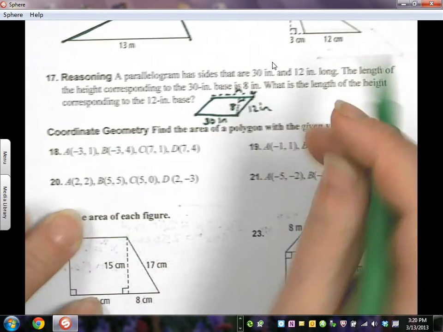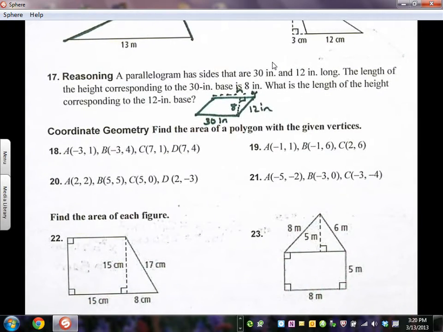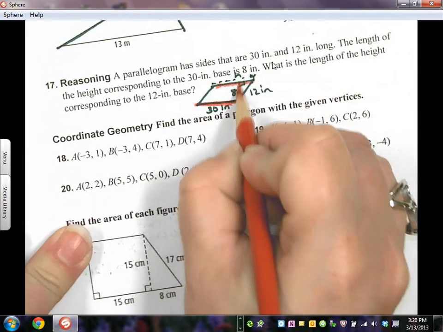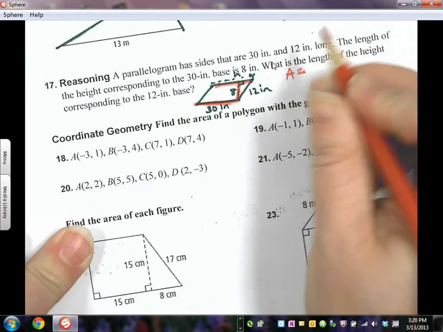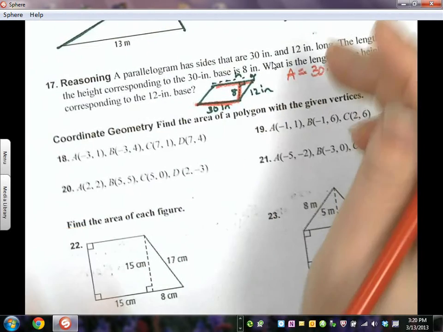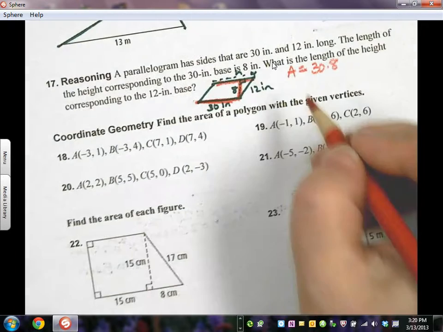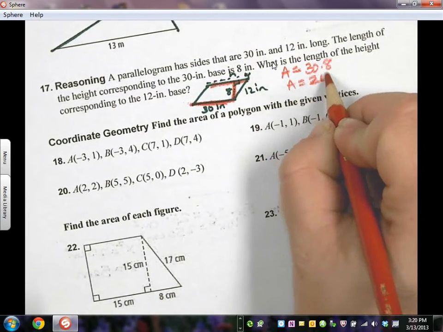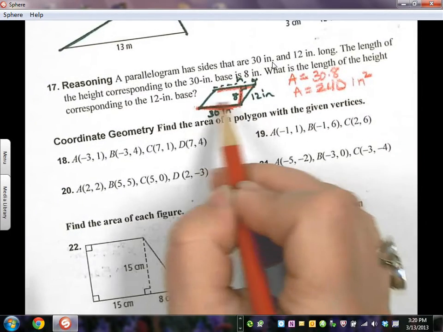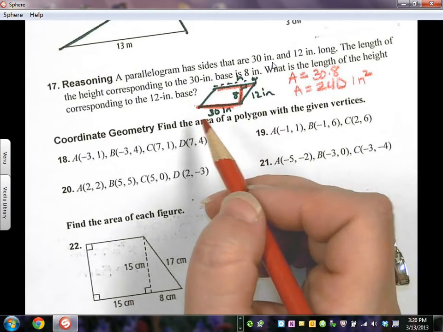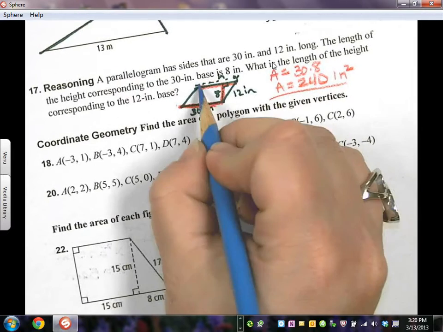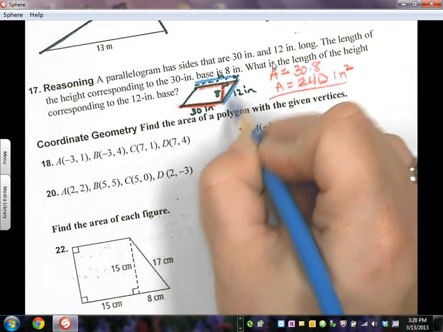Remember, step 1 is to find the height that corresponds. So we know this base and this side go with this. So I know the area of this particular parallelogram is 30 times 8. Well, 30 times 8 is 240. So I know the area of that shape is 240 inches squared. The area of the shape is not going to change. Now I'm going to take this area and find the height for this 12-inch side.